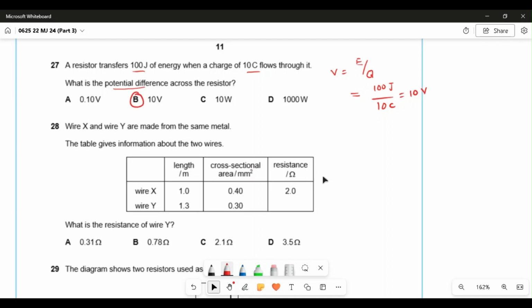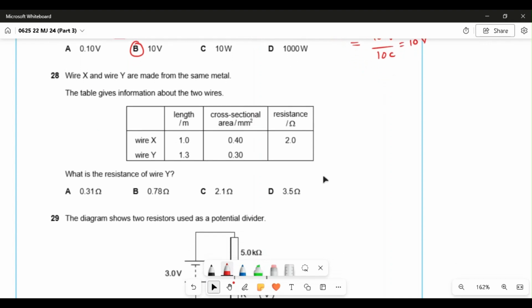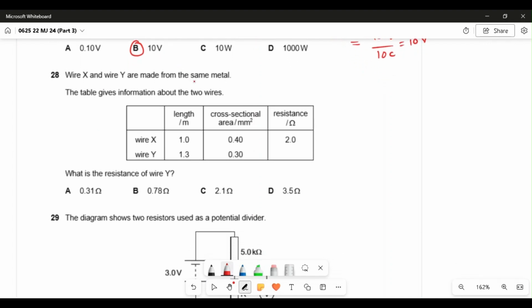Wire X and wire Y are made from the same material. So the material is the same. The given information about the two wires: length of X is 1, cross-sectional area is 0.4 millimeter square and the resistance is 2.0. Wire Y has length increased by 1.3 but the cross-sectional area is decreased. So we have to find the resistance.